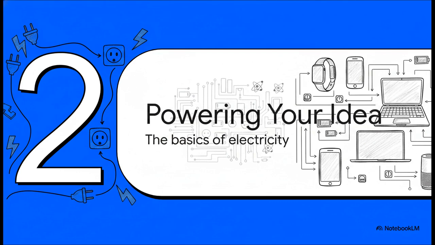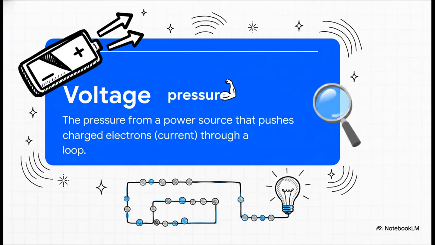Okay, on to part 2, powering your idea. I mean, it's pretty obvious, right? Nothing happens without power. This is always the starting point. So let's talk about voltage. What is it really? The easiest way to think about it is as pressure. Imagine the push coming from a battery or any power source. It's that initial force, that oomph, that gets everything moving.